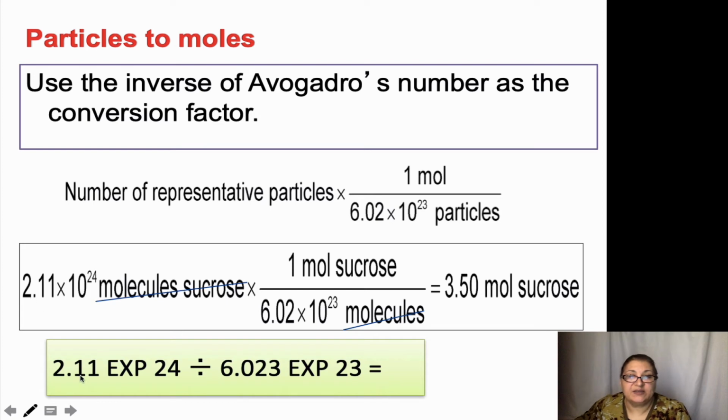So in this case, we put 2.1 EXP or EE 24 divided by 6.02 EXP 23, equals.